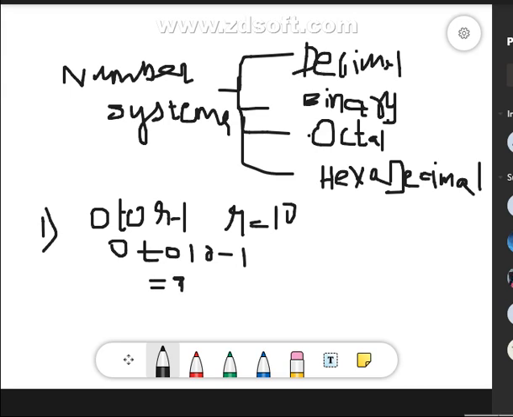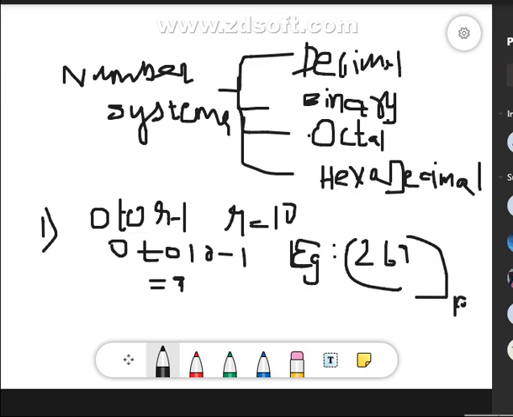So how do we represent a decimal number? This is the example: 269 in brackets, with the base 10 written as a subscript. Just like that we represent the decimal number. If you observe these three digits, they are all between 0 and 9, so it is a decimal number.